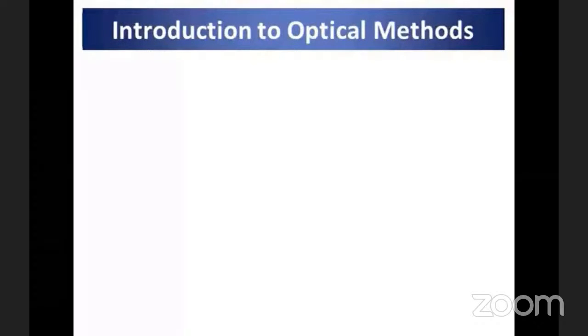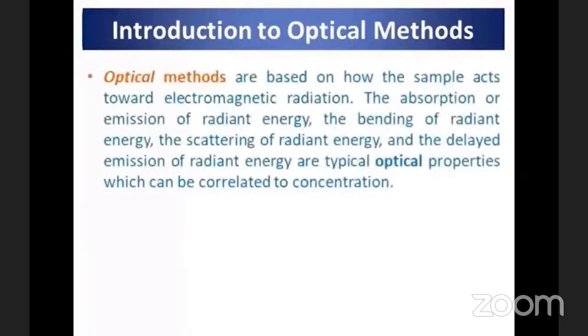As we know, a major part of modern instrumental analytical chemistry focuses on the study of energy exchange between electromagnetic radiations and matter. These interactions are visible to the naked eye when the radiations concerned fall within the visible spectrum. So what are optical methods? Optical methods are based on how the sample acts towards electromagnetic radiation.